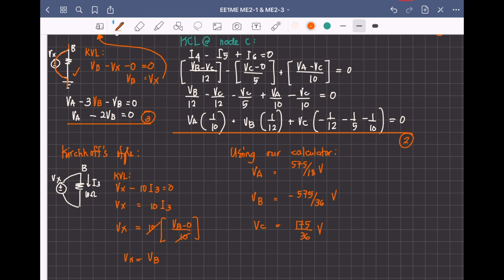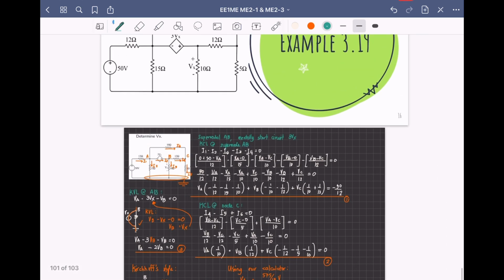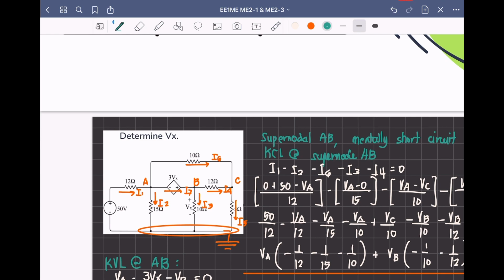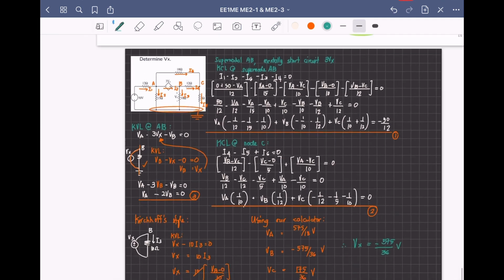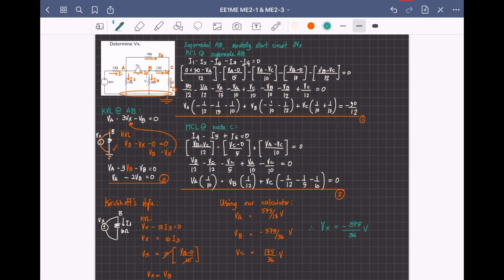And since VB is equivalent to Vx, meron na tayong sagot. Therefore, Vx is simply equivalent to VB, which is also negative 575 all over 36 volts to answer the question of the example, which is determine Vx. So, this is our supernodal solution for a network with a dependent voltage source.